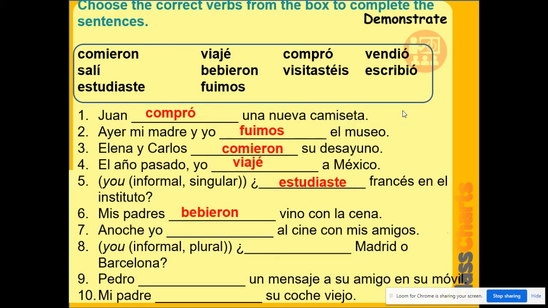Número 7, anoche yo salí al cine con mis amigos. Número 8, ¿visitasteis Madrid o Barcelona? Número 9, Pedro escribió un mensaje a su amigo en su móvil. Y número 10, mi padre vendió su coche viejo. Okay, excelente, fantástico.